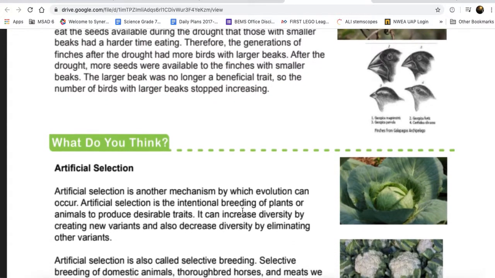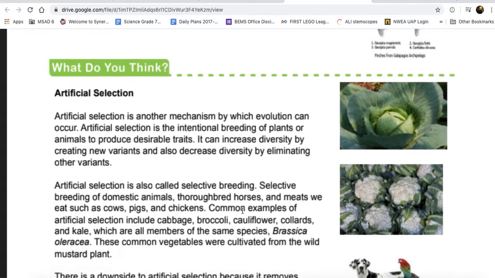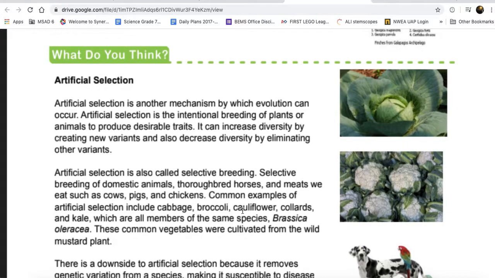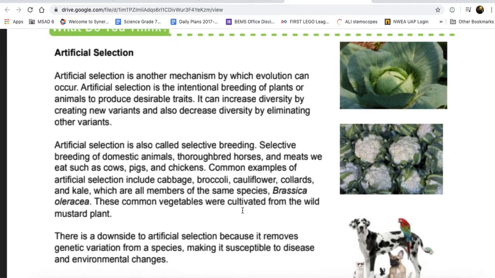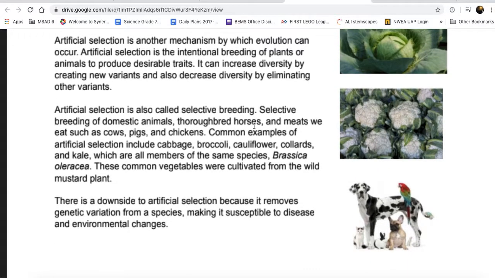What do you think? Artificial selection is another mechanism by which evolution can occur. Artificial selection is the intentional breeding of plants or animals to produce desirable traits. It can increase diversity by creating new variants and also decrease diversity by eliminating other variants. Artificial selection is also called selective breeding. Examples include selective breeding of domestic animals, thoroughbred horses, and meats we eat such as cows, pigs, and chickens.